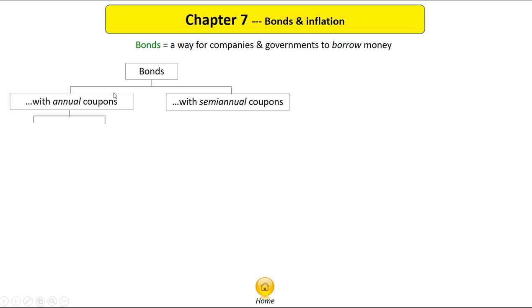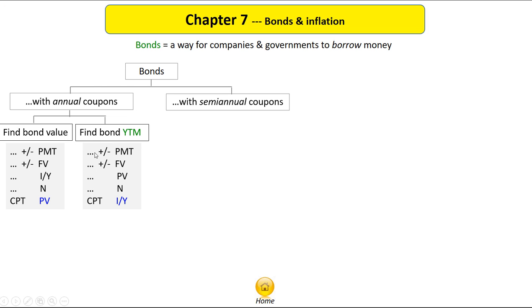For bonds with annual coupon payments, we were doing two important calculations: finding the bond value, or the present value, PV, and finding the bond's yield to maturity, YTM, which is basically the discount rate, IY, in the financial calculator. So for both calculations, there are 5 things we are working with. 4 are known, and the 5th is what we are computing. To find the bond value, we compute PV. To find the bond yield to maturity, we are computing IY.